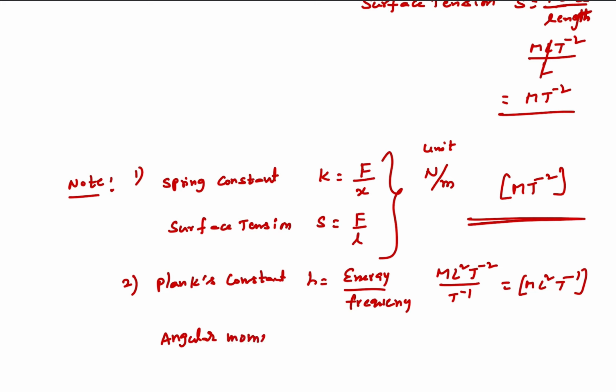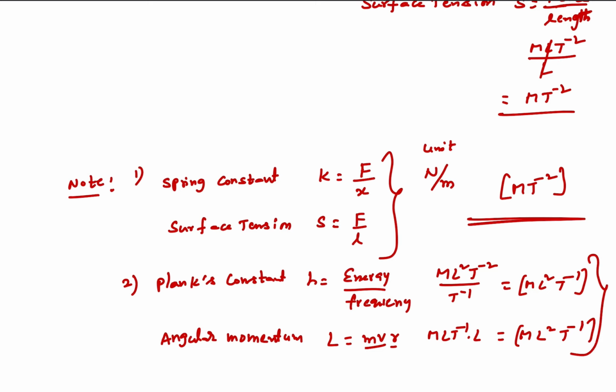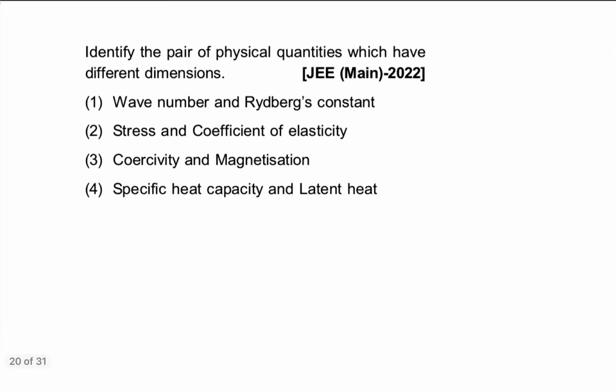Similarly, angular momentum L is equal to m v r, linear momentum into perpendicular distance. You can write M L T power minus 1 into L, that is equal to M L square T power minus 1. You can observe this, both are having same dimensions. So Planck's constant and angular momentum have the same dimension. Spring constant and surface tension also have the same dimensions.